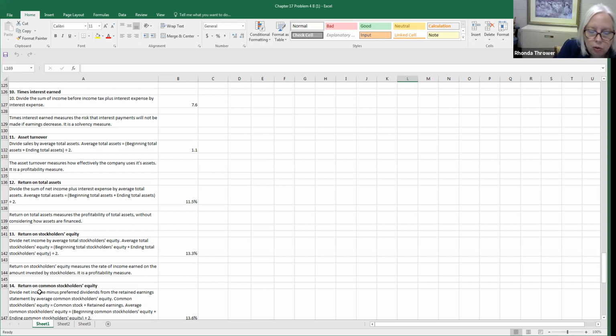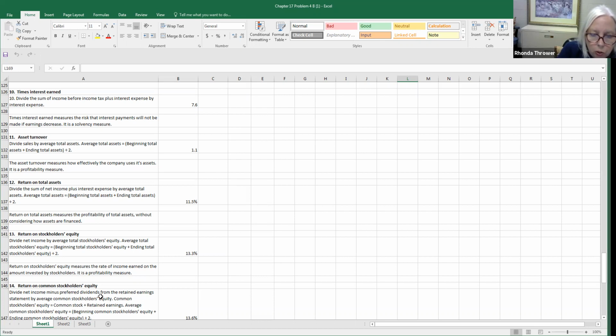Also, as a profitability measure, we can find the return on just common stockholders' equity. You might remember that in this problem, we were selling preferred stock as well as common stock. So if you want to know what the return on common stockholders' equity is, you would have to take the net income and subtract out the preferred dividends. The preferred dividends are given to you on the retained earnings statement that's up above in this Excel spreadsheet. But you take net income, subtract out your preferred dividends.